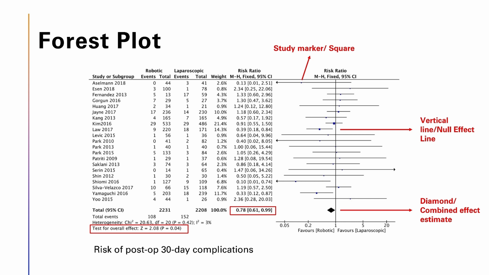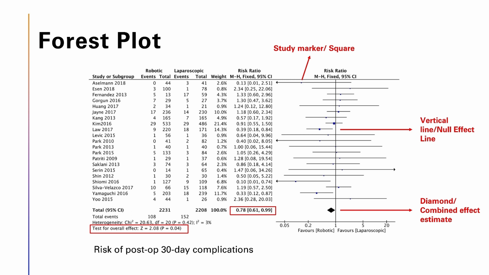Each study included in the meta-analysis is represented by a square, also called a study marker. The position of the square on the horizontal axis represents the estimate of the treatment effect or outcome measure for that study. The length of the horizontal line represents the confidence interval around the estimate of the treatment effect. A longer line indicates a wider confidence interval, which means more uncertainty in the estimated effect size.